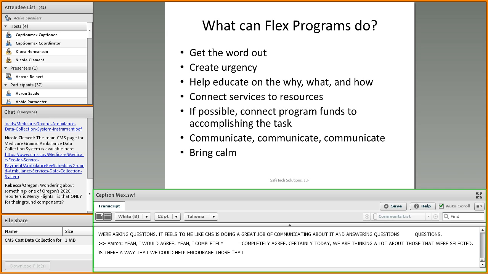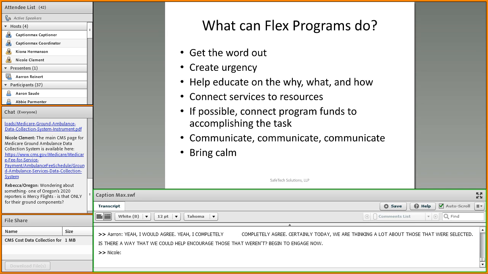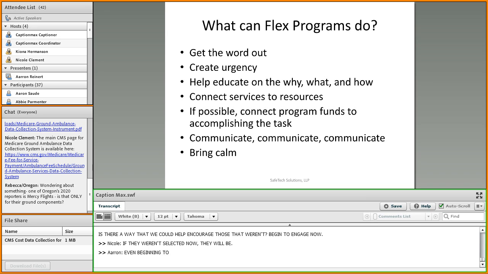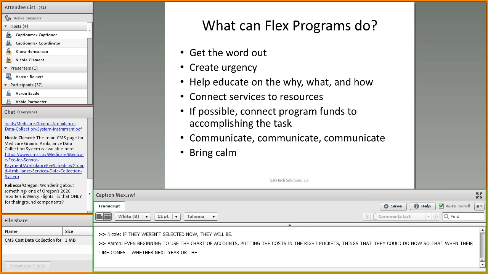So that's what I was thinking as you were talking about that. I also listened in on one of the CMS webinars. I don't think it was the one you linked, but it was one previously where they really got into a lot of detail about each of those things that people will be reporting and questions they've heard, and people were asking questions. So it feels to me like CMS is doing a great job of communicating about it and answering questions. So those are my comments.